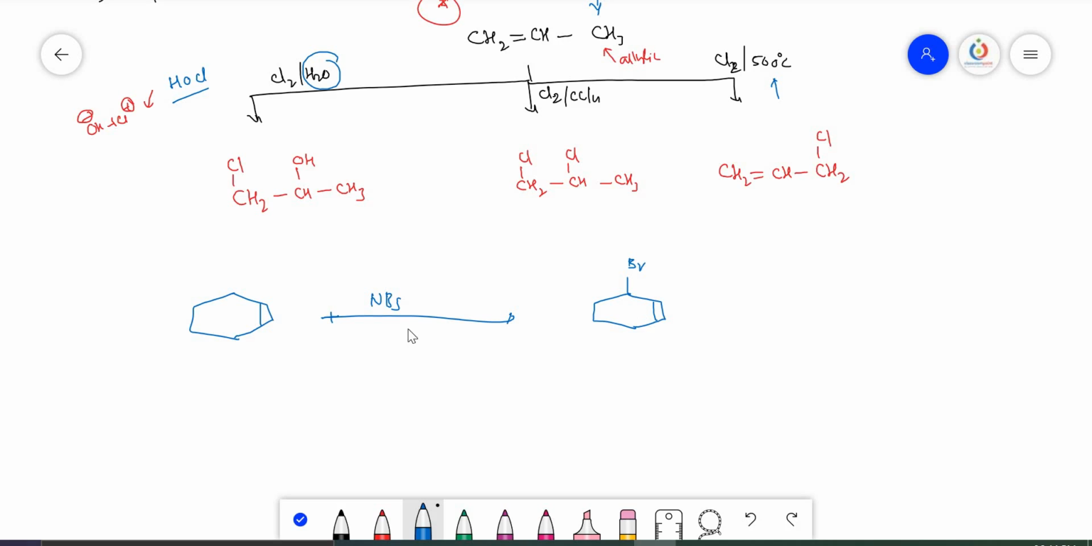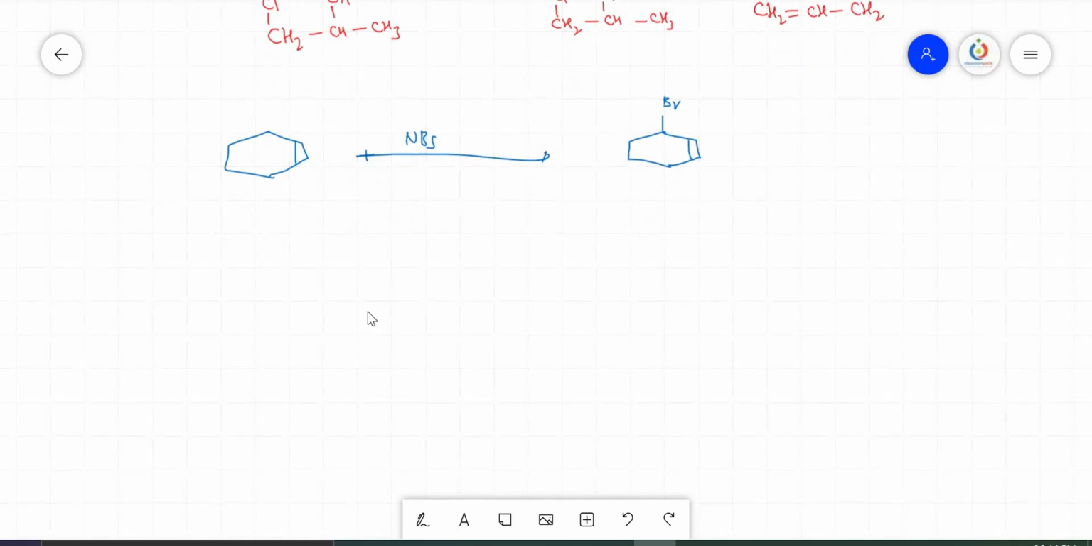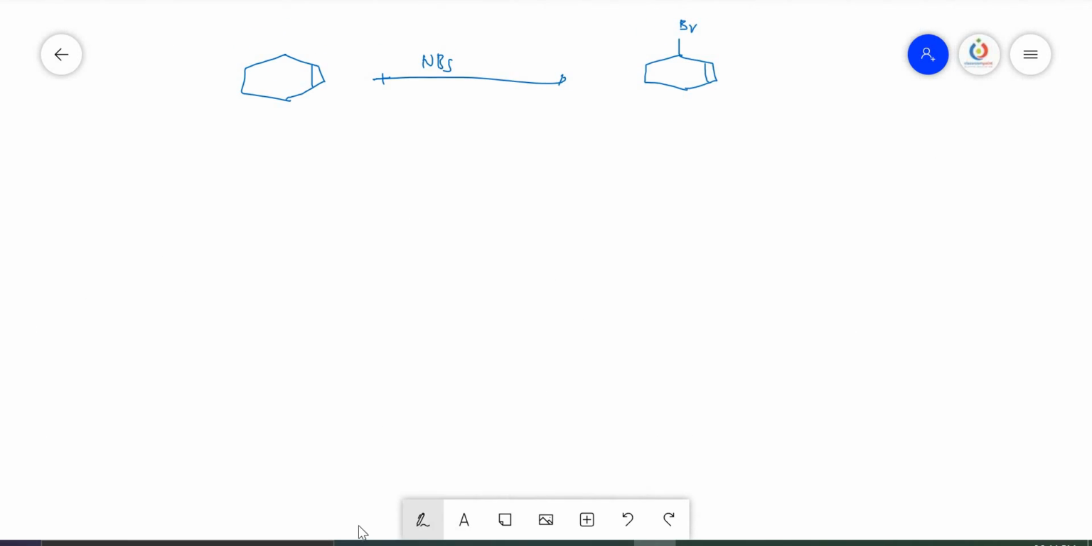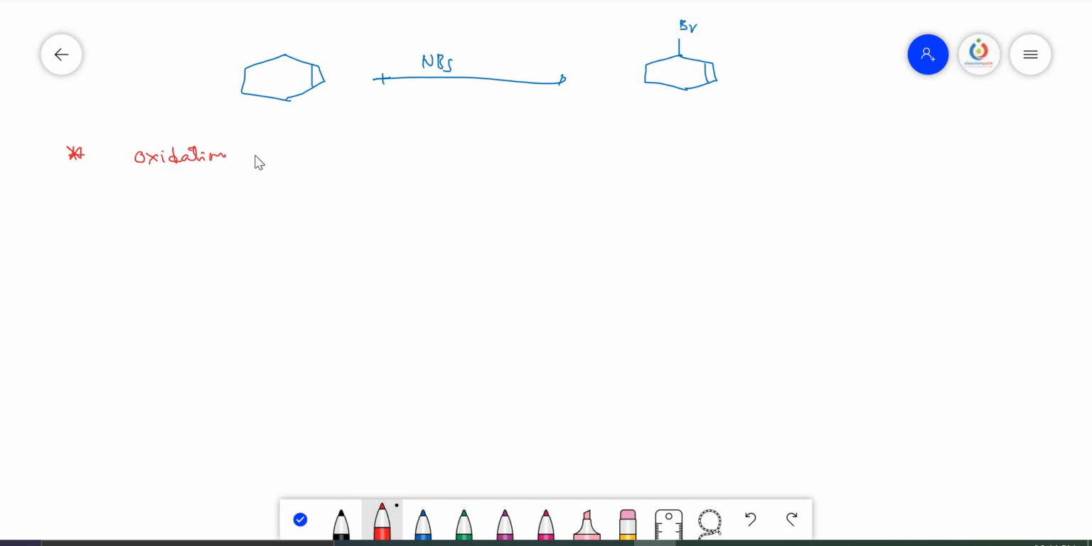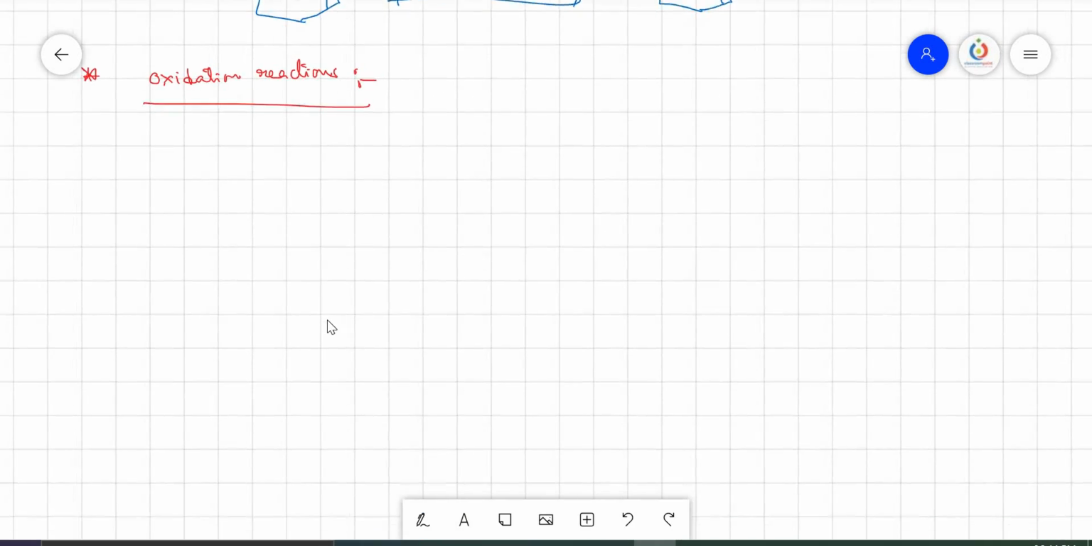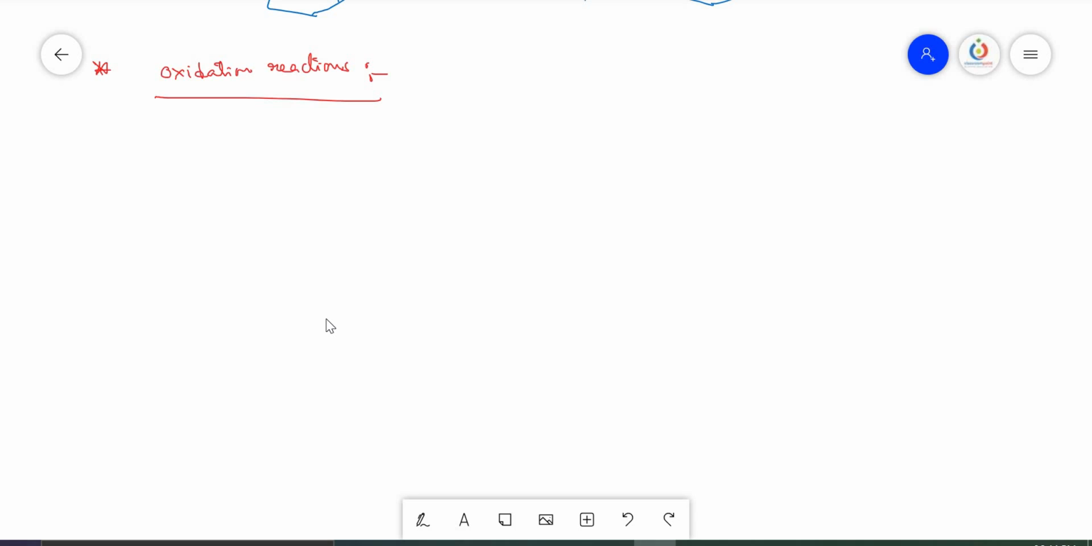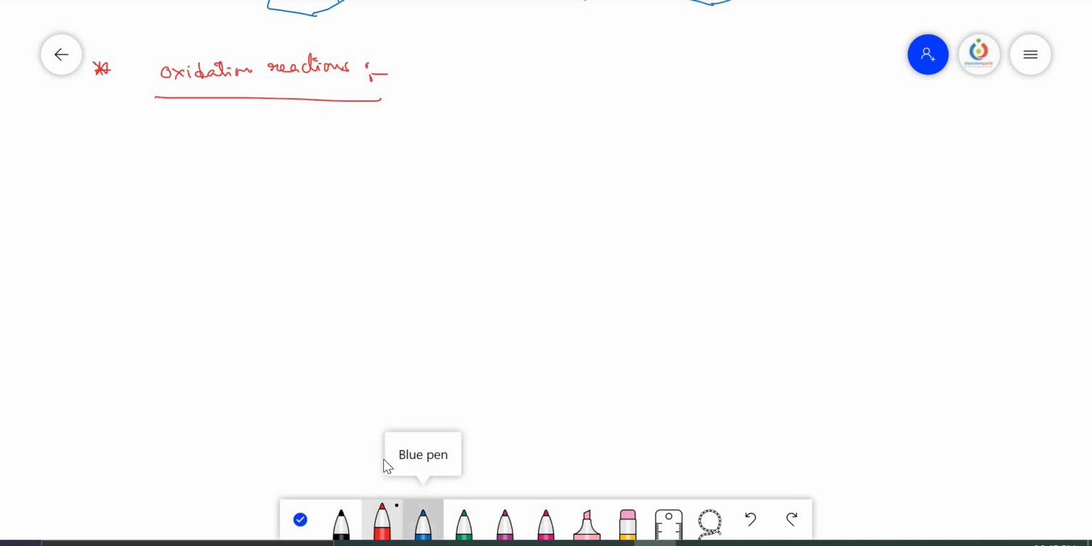Okay. Now let us see a very important part of alkenes: oxidation reactions. You must be very careful about the oxidation reactions of alkenes. What are the reagents? What are their properties? First of all, I will not explain the reactions directly. I will pick up each and every reagent and explain their properties so that you can understand what products you are going to get.